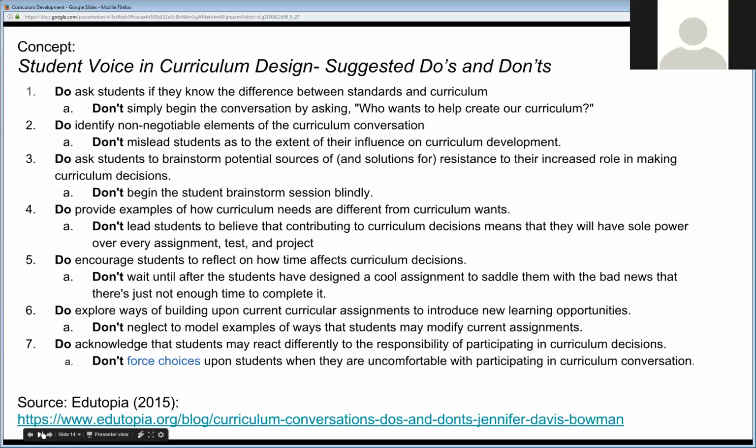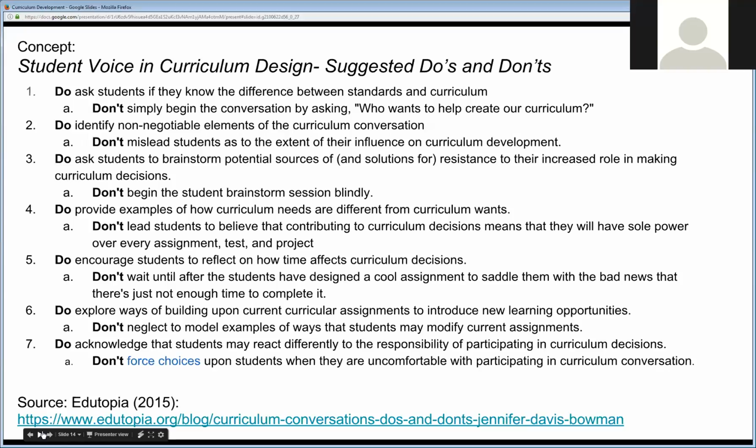Here's another one that I thought was pretty good. When you look at student voice in curriculum design, what are some suggested do's and don'ts? Do ask the students if they know the difference between standards and curriculum. Don't simply say, who wants to help create our curriculum? That information is there. Do identify non-negotiable elements. Like, hey, example for you guys: non-negotiable, NOCTI is going to be happening at the end. They don't have a choice in that.